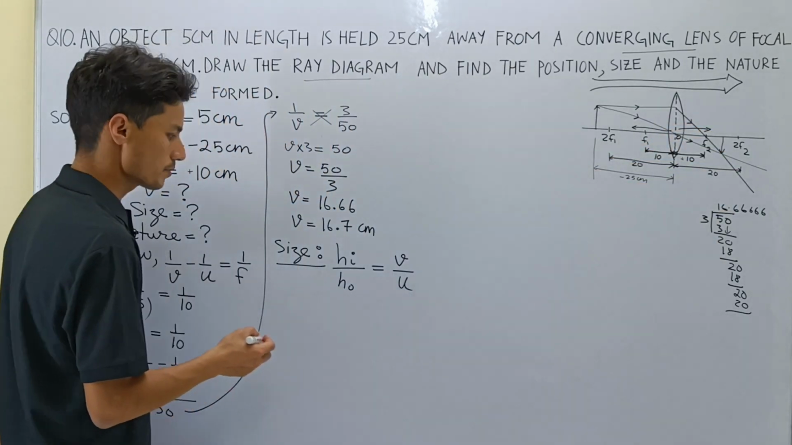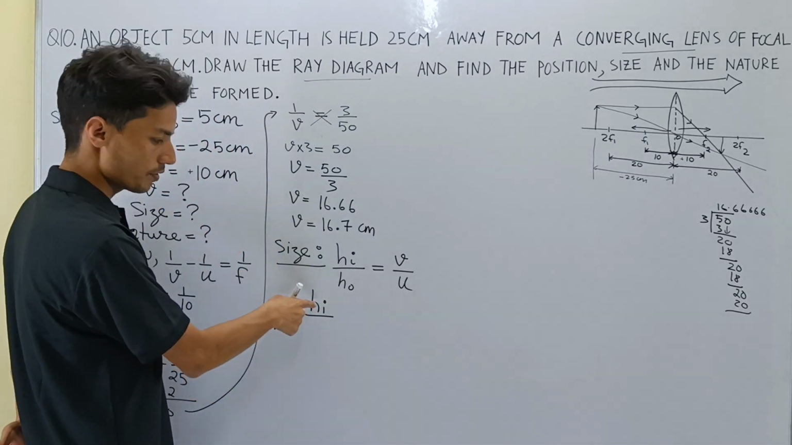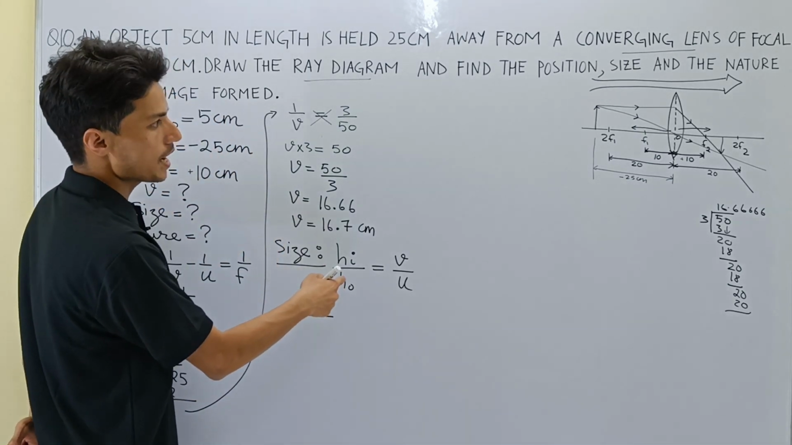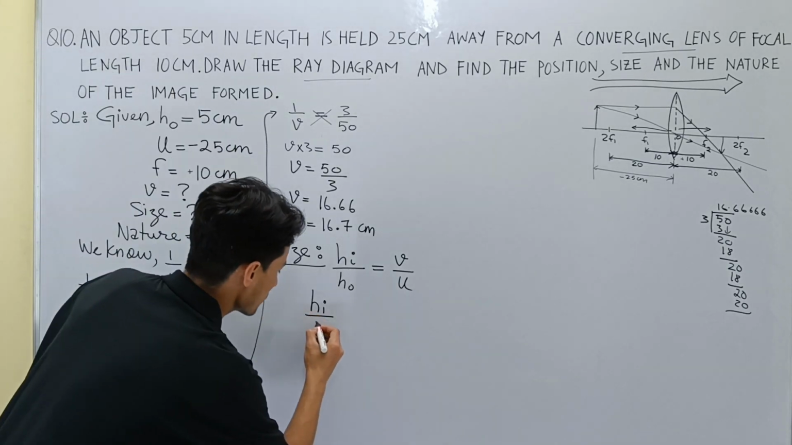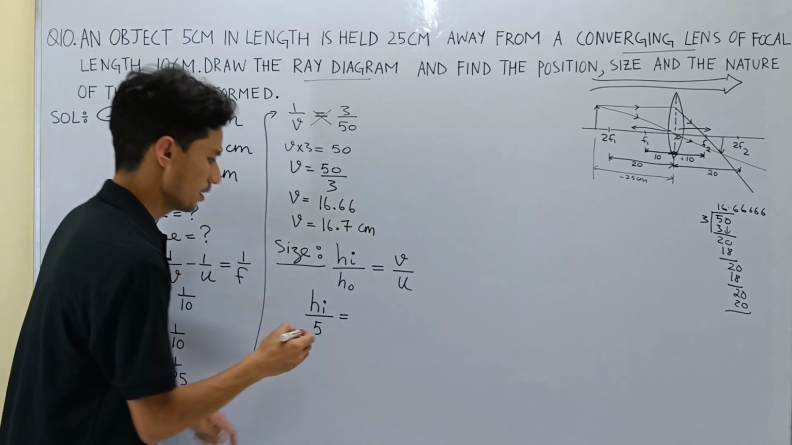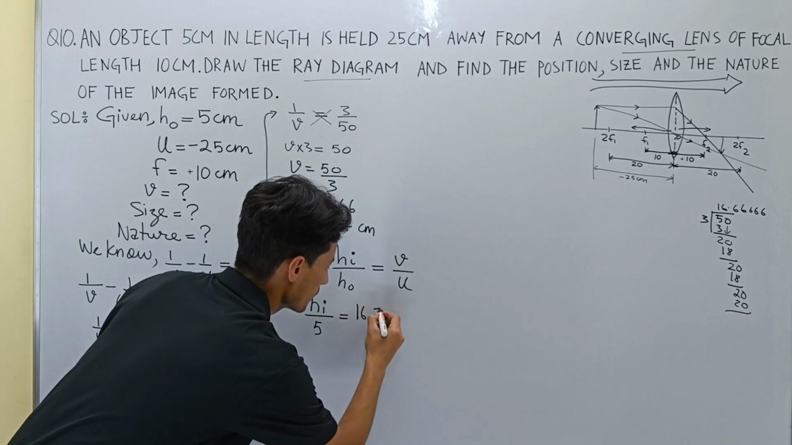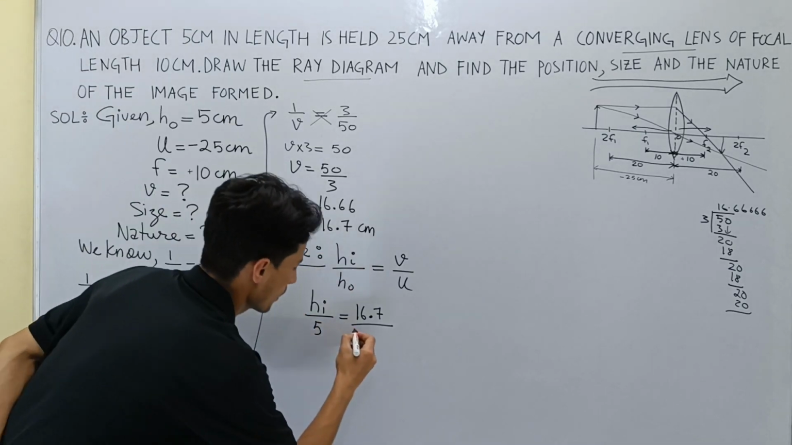So they want us to find the size of the image, which we don't have. So just put HI here. We are to find HI, and HO is the height of the object. The height of the object has been mentioned in the question, which is 5 centimeter. Don't write those centimeters now. V, we have just calculated V, which is 16.7. And object distance is mentioned as minus 25.